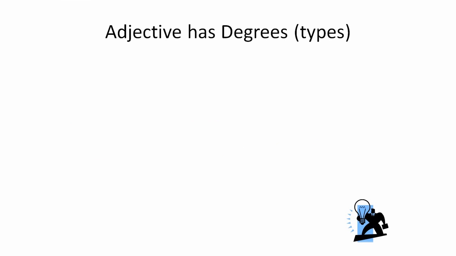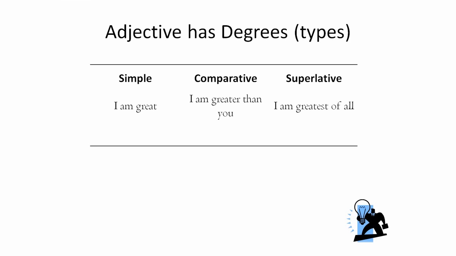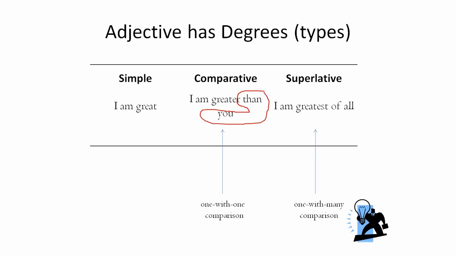So we know that adjectives have degrees like simple, comparative and superlative. Like simple is I am great. Comparative, you compare one with one, so it becomes I am greater than you. And superlative, I am greatest of all. So the words that you must remember here are than you for comparative, and for superlative, of all. These are the keywords. These keywords suggest that this is comparative and this is superlative.